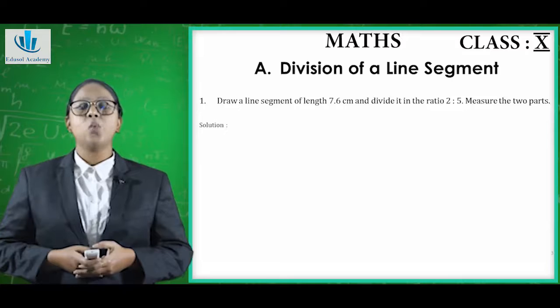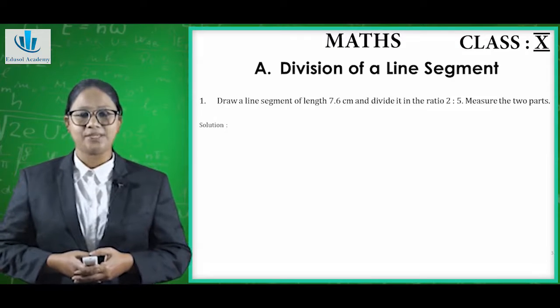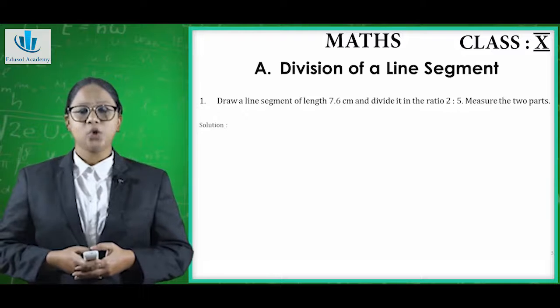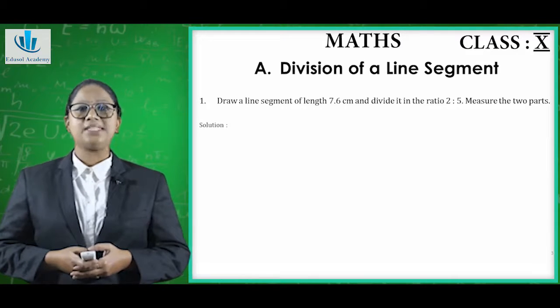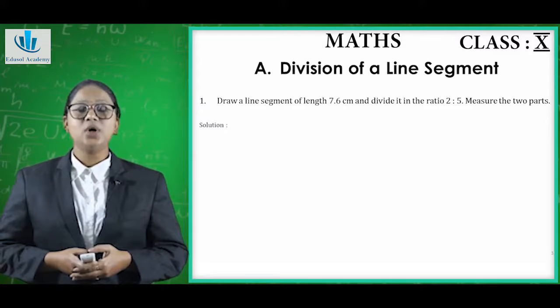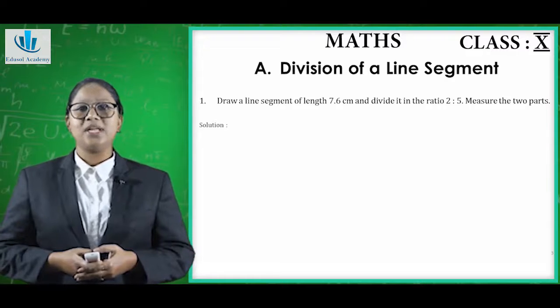Now let's begin with division of a line segment. Let's have a look at the question. Draw a line segment of length 7.6 centimeter and divide it in the ratio 2:5. Measure the two parts. So let's begin.